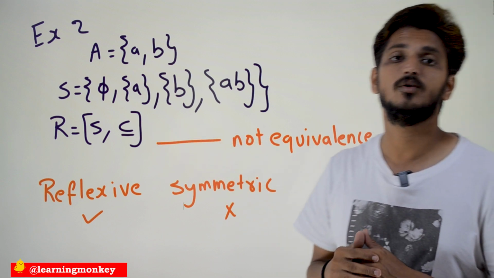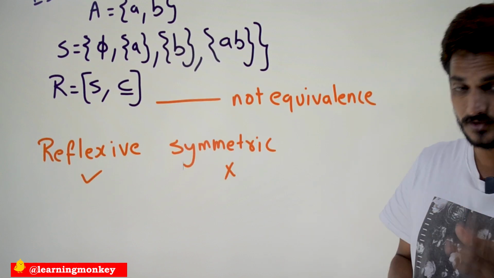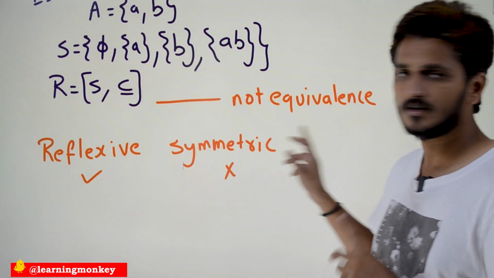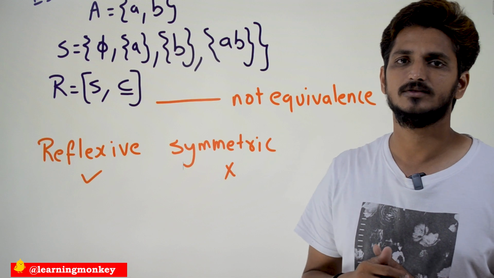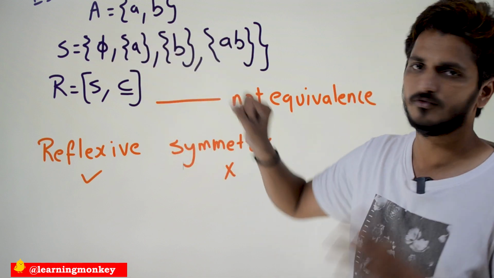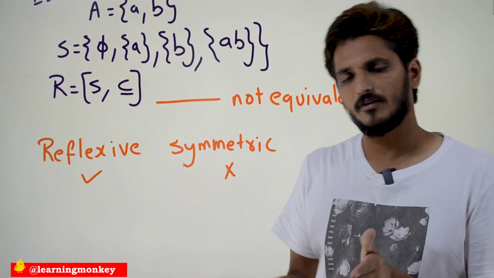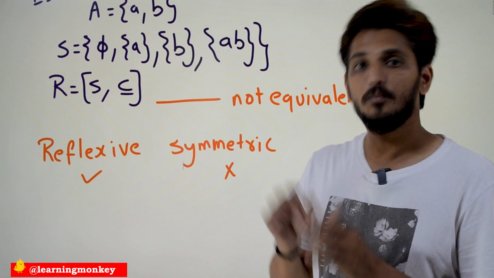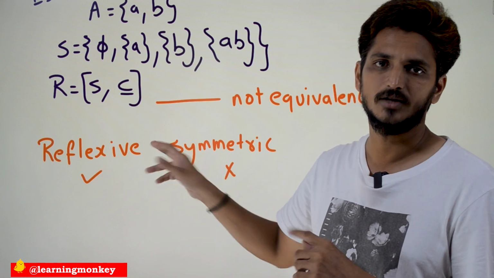No, it is not an equivalence relation. Why is it not an equivalence relation? It has to satisfy three properties. What are those? Reflexive, symmetric, transitive. Is it satisfying reflexive? Yes. You take any element from this: phi is a subset of phi, {a} is a subset of {a}, {b} is a subset of {b}. So it is a reflexive relation.